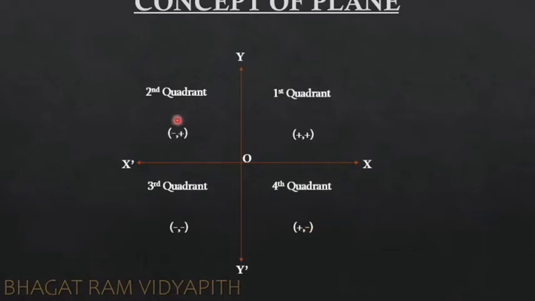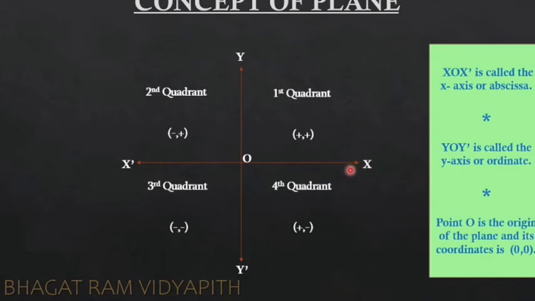We must always remember, by looking at the values of the points, we should get a fair idea in which quadrant they lie. X, O, X dash is called the x-axis or abscissa. So this positive value, this negative value, this negative value and this positive value are all called abscissa. Y, O, Y dash is called the y-axis or ordinate. So this positive value, this positive value, this negative value and this negative value are all ordinates.